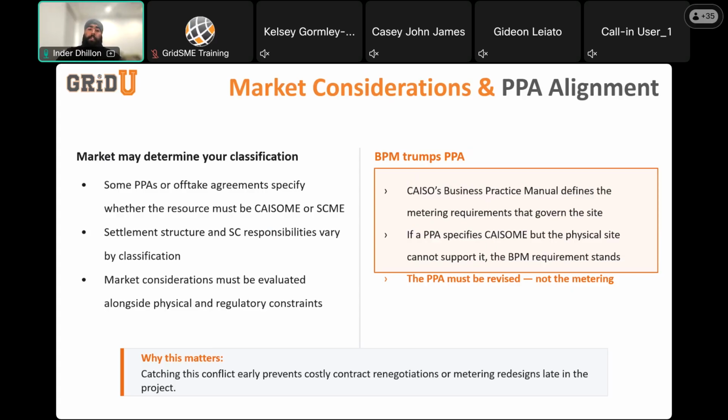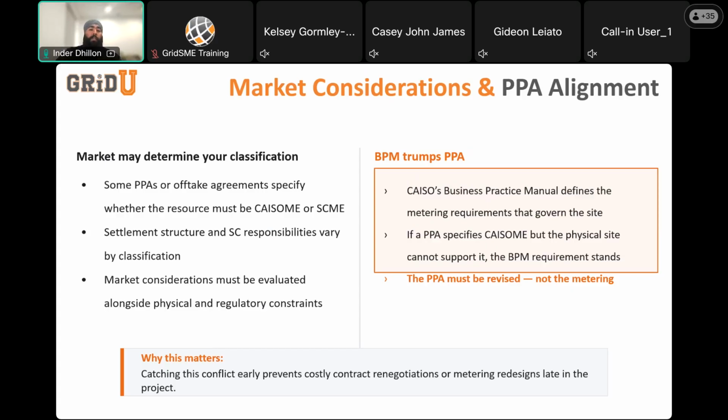And here's the key principle: the BPM trumps the PPA. CAISO's business practice manual defines the metering requirements that govern your site. If the physical configuration requires SCME to support DLC, that requirement stands regardless of what the PPA says. What that means, practically, is that the PPA needs to be revised, not the metering. Or the metering can be revised, but the conversation is a lot easier to have 24 months before COD than 6 months before commissioning.